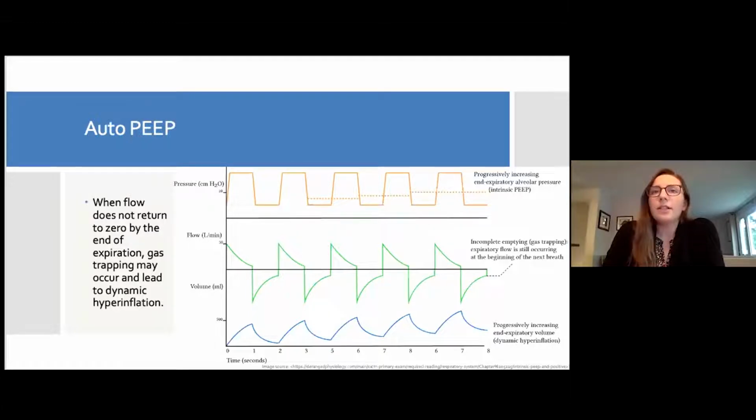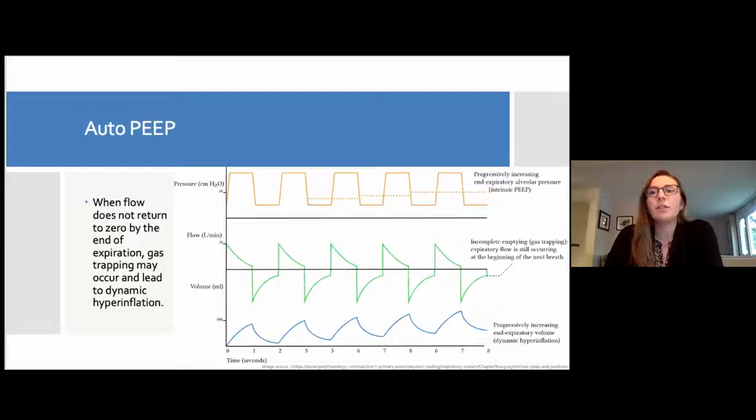So what we see here is that at the end of every expiration, flow is still happening. It's not returned to zero. And what that means is there's incomplete emptying or gas trapping when that expiratory flow is still occurring when the next breath starts. And this can lead to dynamic hyperinflation, which is demonstrated in the volume waveform, which is the blue line at the bottom.